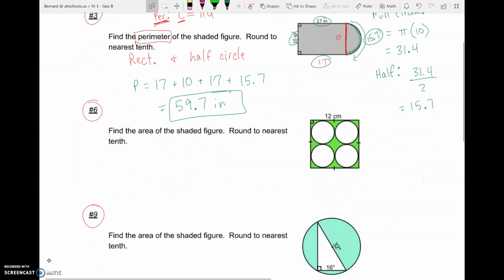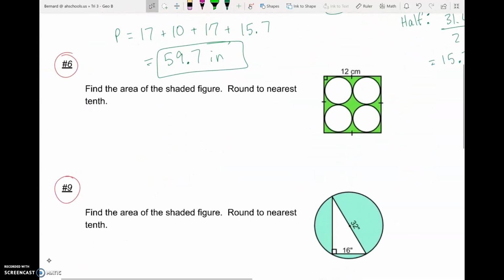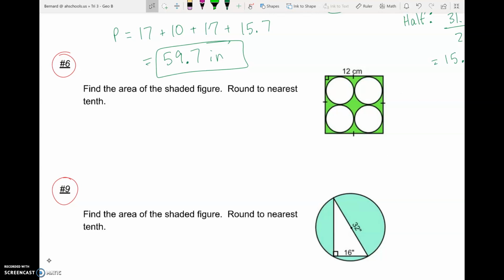All right, now in number 6, they want the area. They want the area. And so in number 6, the way it looks to me is the green thing is a square. I know it's a square because of all 4 of these little tick marks, right? So if the top is 12 and those 4 tick marks tell me all sides are the same, all 4 sides are 12. And so what's happening is, right, we want the shaded. The green is the shaded. And so we're going to need to do a square minus these 4 little circles because the circles are not shaded.